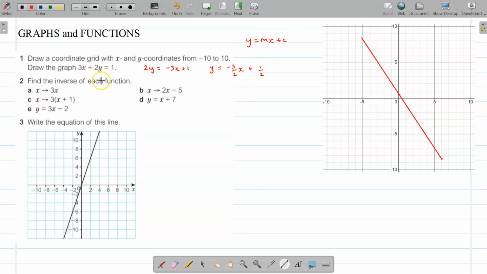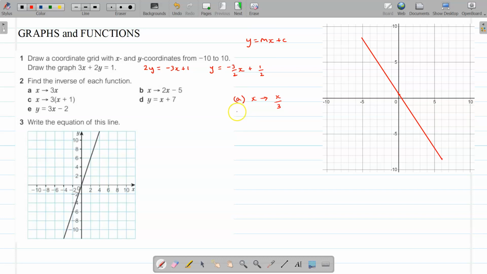Okay, find the inverse function of each of these. Well, all we do is reverse it. So to get from x, we had to multiply it by 3. That's 3x. So the reverse of that is to divide it by 3. Okay, so the answer to part A is just x maps on to x over 3. I'll do them over here. So A is x maps on to a third x, or x over 3. Okay, it's very easy to see that one.